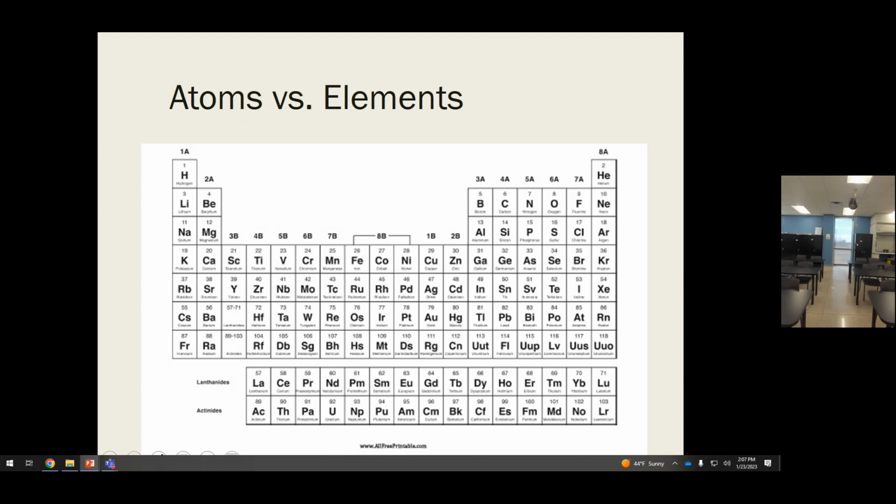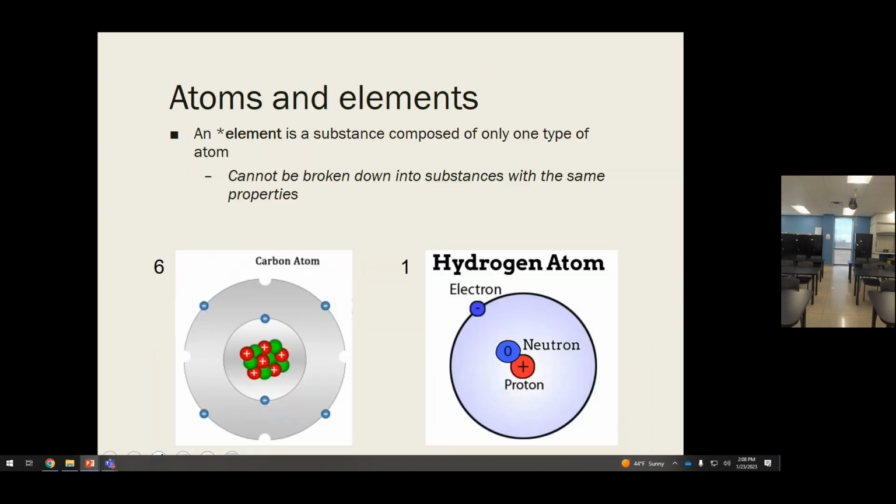So this is the periodic table of the elements. I'm sure you've all seen it before. What we're going to talk about right now is these little numbers on top. These are what's called the atomic number, and that is the number of protons in the nucleus of each element. And that is what differentiates elements from one another. An element cannot be broken down into substances with the same properties.